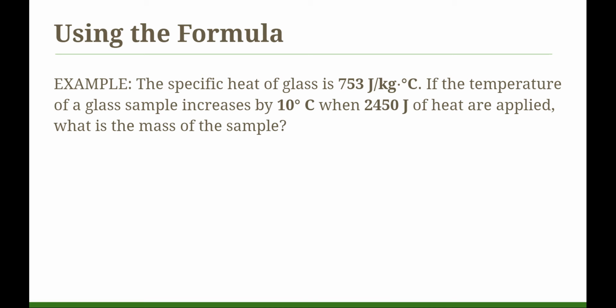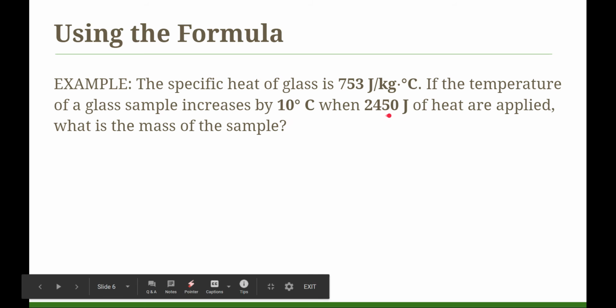So here's how we use that formula. Let's say we have a piece of glass, and the specific heat of glass is 753 joules per kilogram degree Celsius. If the temperature of the glass sample increases by 10 degrees Celsius when 2,450 joules of heat are applied, what is the mass of the sample?